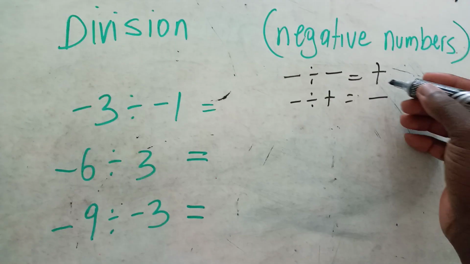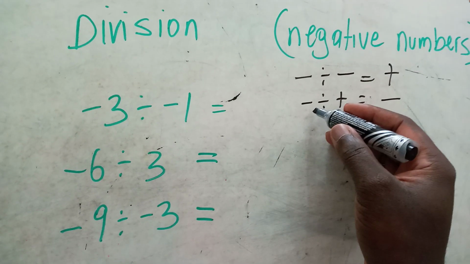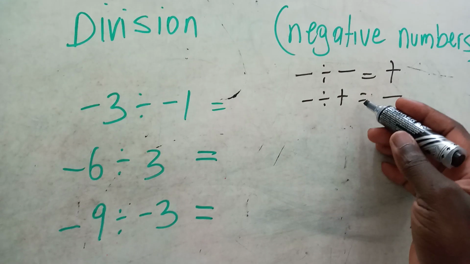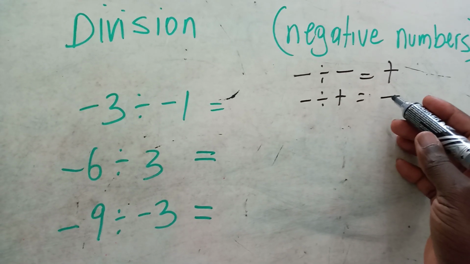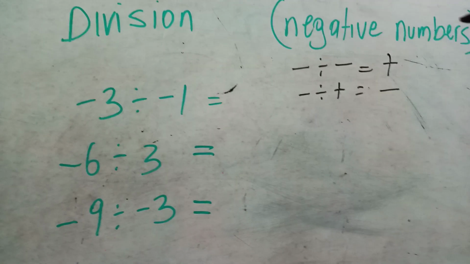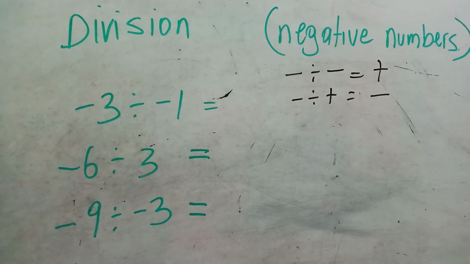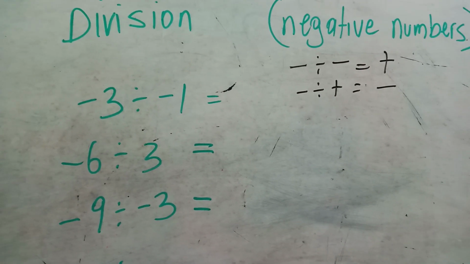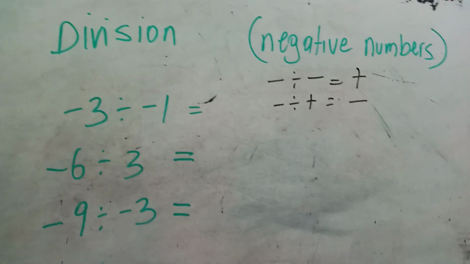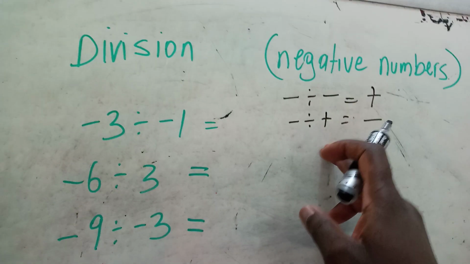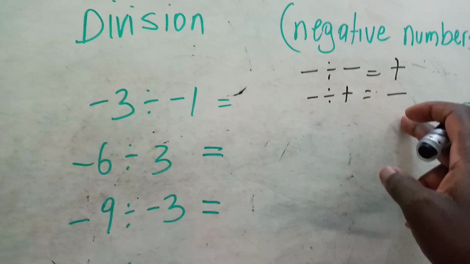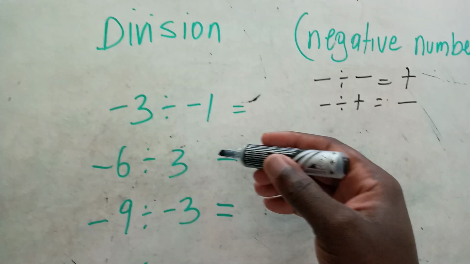Negative times negative is going to give you a positive number. A negative divided by a positive, or the other way around, doesn't matter, is going to give you a negative number. Alright? So, just write that down in your head. When you multiply negative times negative, it is positive. When you divide negative by negative, positive. When you divide a negative into a positive, or a positive into a negative, it's going to give you a negative number.